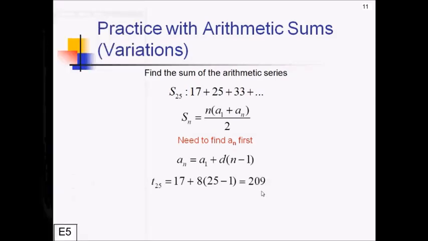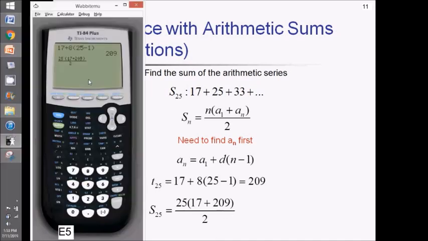And now I have everything I need to use the sum formula here. So I can go back now and plug everything in. We have the sum of the 25 terms equaling 25 times (17 plus 209) over 2. All of this. And let's pause the video and use the calculator on this one. So here I go, plugging it in my calculator, and I just did alpha y equals to get my fancy fraction format here, so I don't have to worry about PEMDAS and parentheses and all that. So that comes out to 2,825.